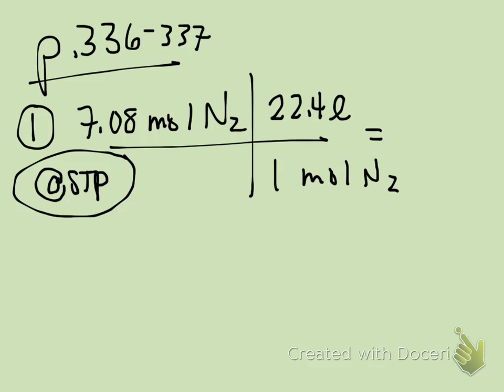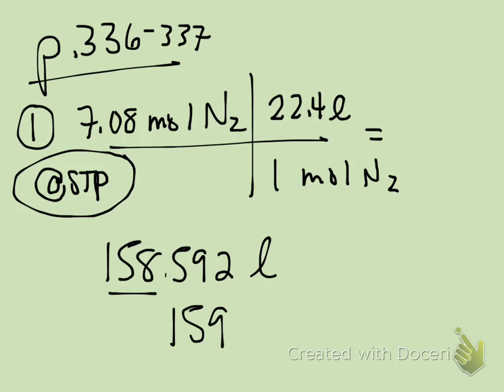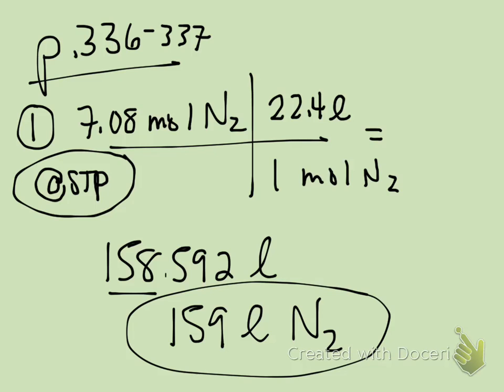Okay, what do you get for a volume? So we get a raw answer of 158.592 liters. We have 3 sig figs. This will be 159 liters of N2. That's pretty easy. That's really easy. So let's do one that's slightly more interesting.